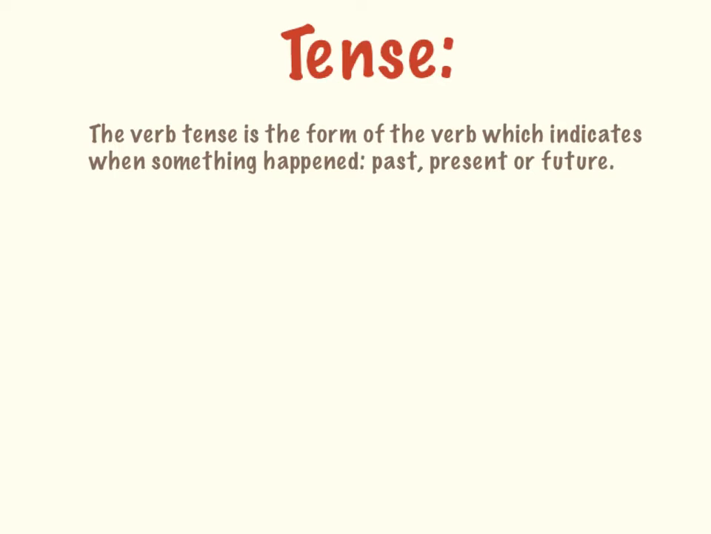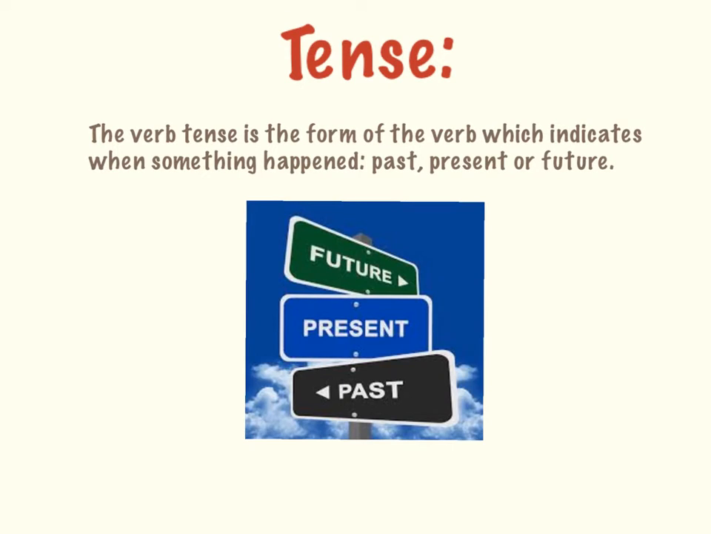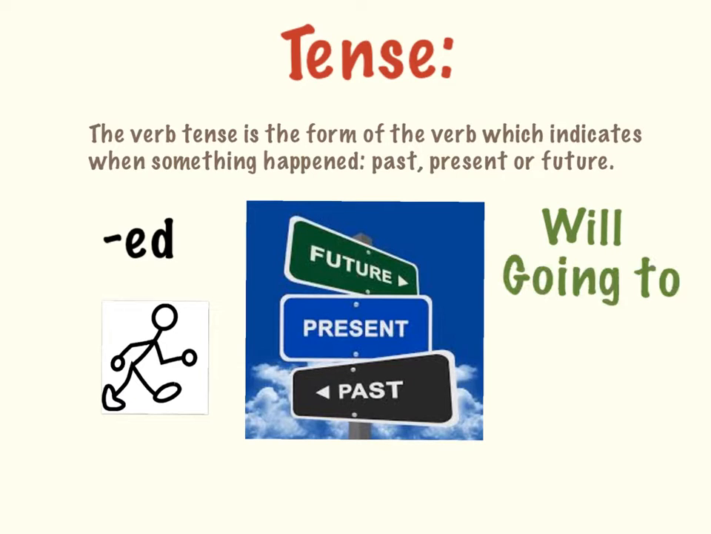Tense. The verb tense is the form of the verb which indicates when something happened. Did it happen in the past, the present, or the future? You probably already know how to create verbs in past, present, and future tense. Past tense, we often add ed. For instance, we might say walked or jumped. In present tense, we just say walk, and in future tense, we need to add another verb. So we might say will walk or going to walk.